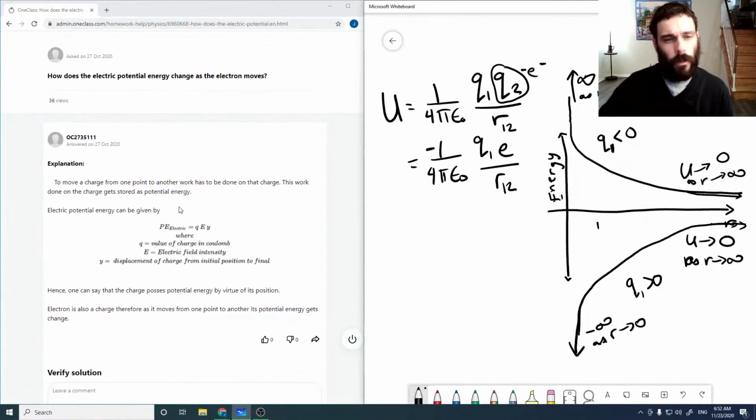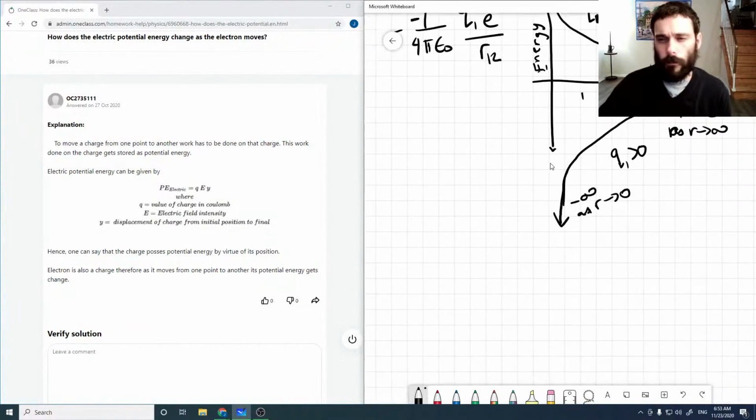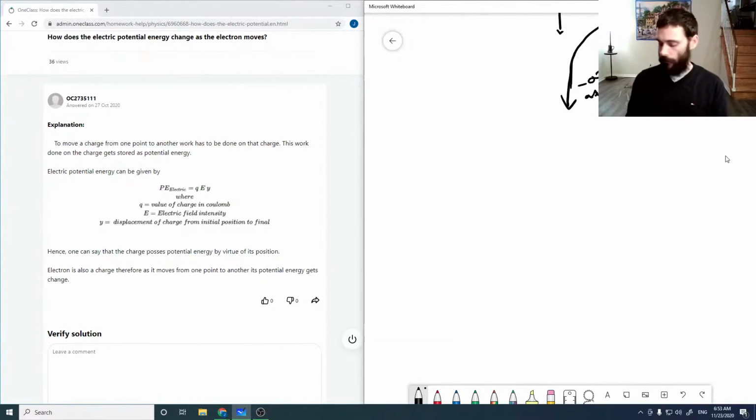If we look at the solution here, the solution is more in the direction of electric field, which is fine. One thing I always find handy for actually everything is that the force and the electric field are related.